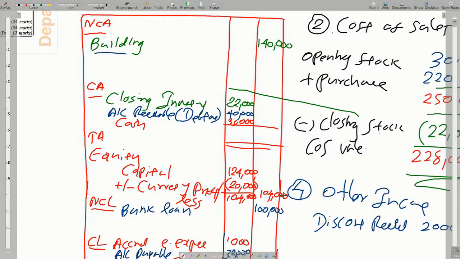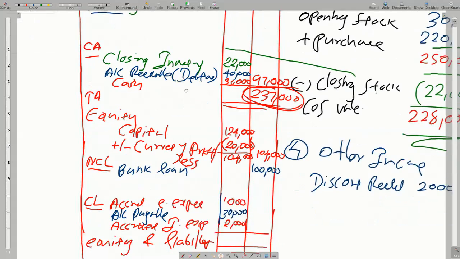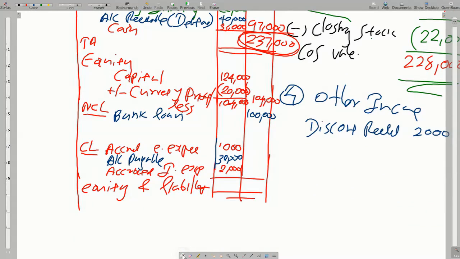So then we can now settle down the balance sheet. Building value 140,000. Current assets, we are having three kinds of current assets. Closing inventory is there, accounts receivable, debtors, and cash. Total one is 97,000. Therefore, total asset value is how much? 237,000. So that is the total asset balance. Total asset balance should be equal with the equity and liabilities balance. So what is the equity balance? 104,000.